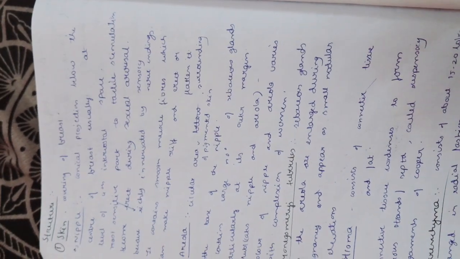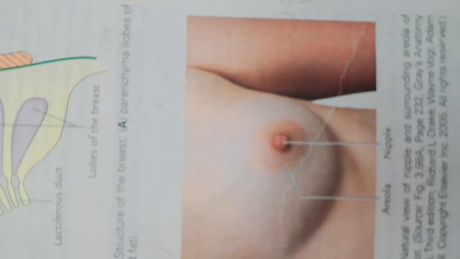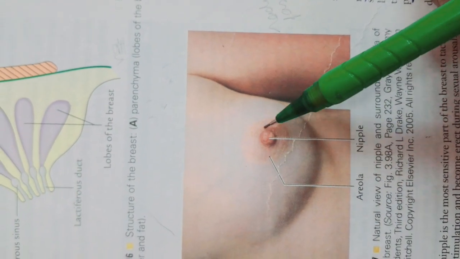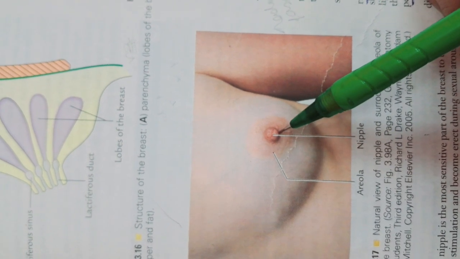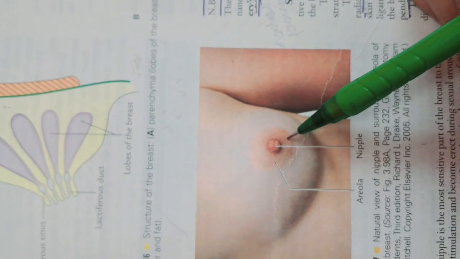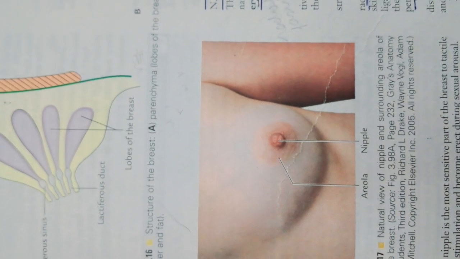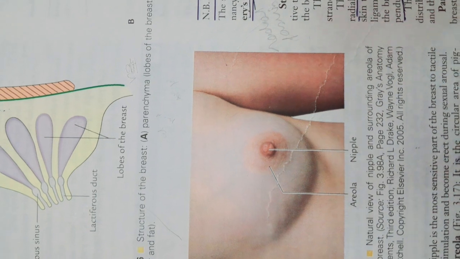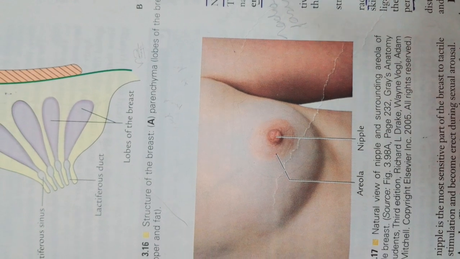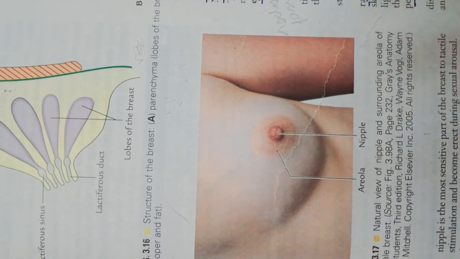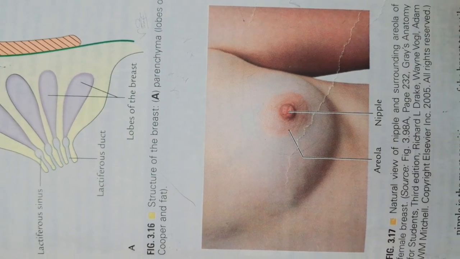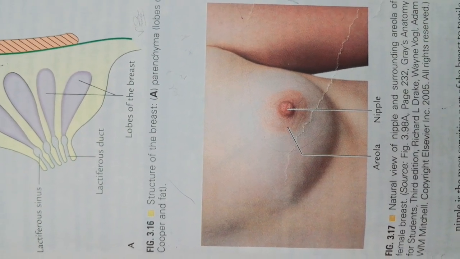Now let us see areola. Areola is the circular area of pigmented skin surrounding the base of nipple. It contains large number of sebaceous glands, particularly at its outer margin. The color of nipple and areola varies with complexion of women, and the sebaceous glands in the areola are enlarged during pregnancy and appear as small nodular elevations known as Montgomery's tubercles.